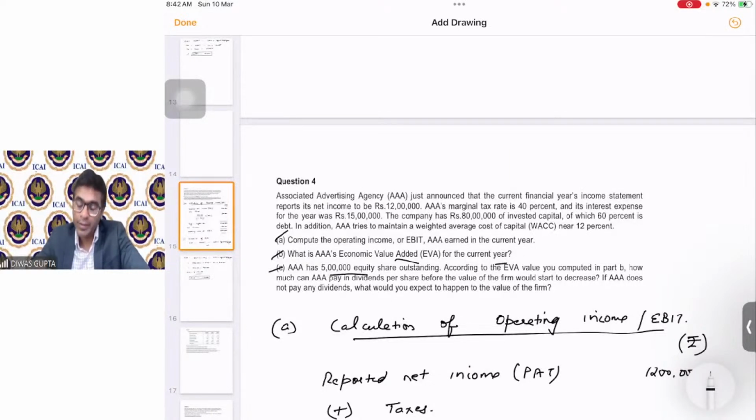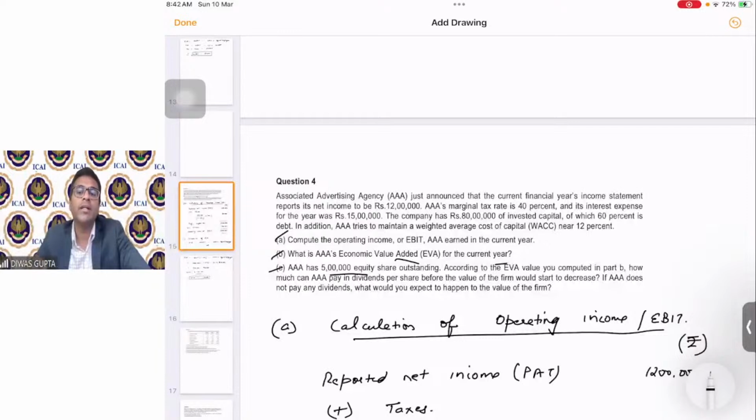Very, very important, students. What they're saying is, according to the EVA value that you have computed in part B, what is EVA? EVA is actually the incremental earnings over and above what is expected by the investors, correct? Be it debt holders or equity holders. So over and above whatever you have earned is the maximum you can pay out. Then only your firm's value will not start to decrease, because the moment you pay higher, your firm's value will start to decrease.